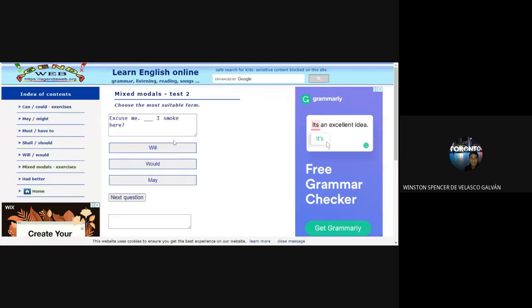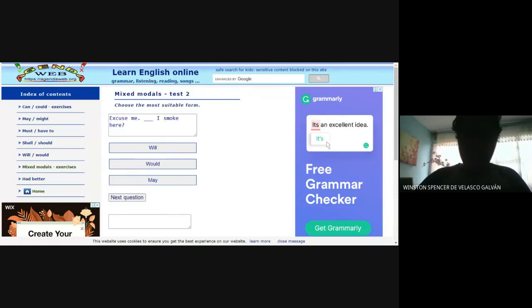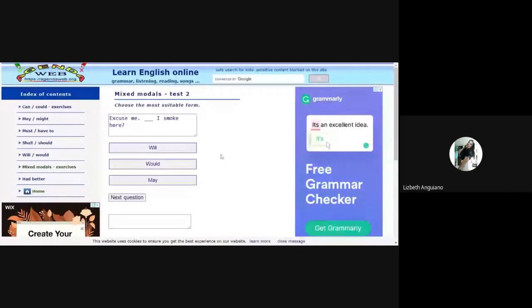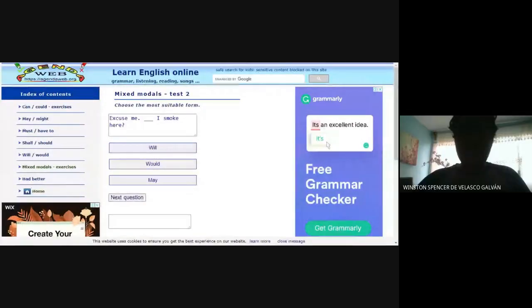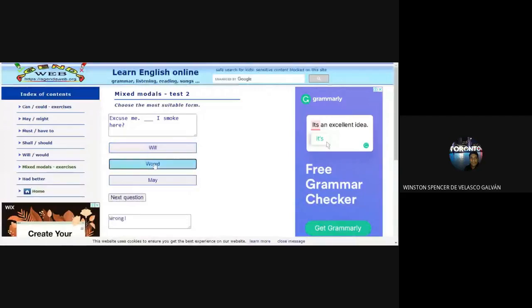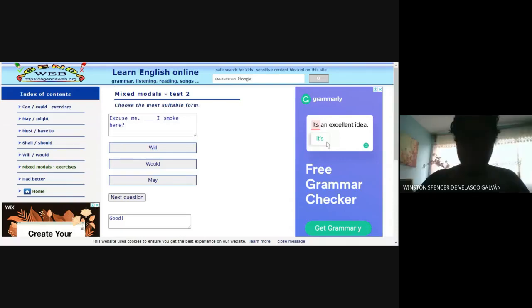So, now we got a question. Excuse me, blank I smoke here? And this one is going to be for Lisbeth. Lisbeth, tell me what is the most appropriate answer. Will. Mhm. Is wrong. Another option, will or may. May. Yes, you're right. Correct. Thank you, Lisbeth. You are so kind. Let's move on forward.